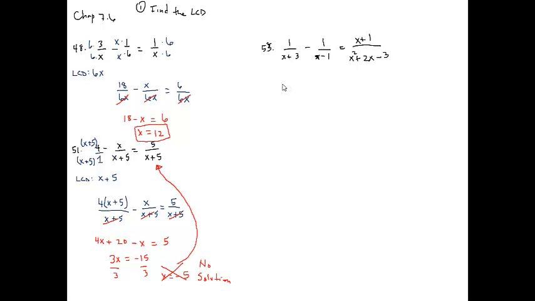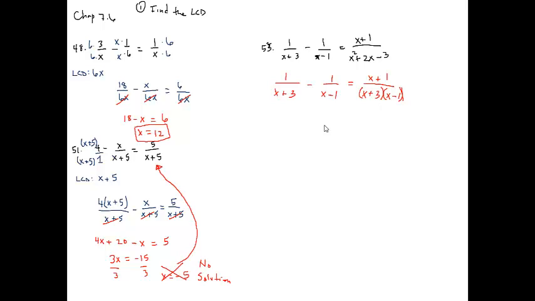All right, so this one, we first got to find the LCD. So how am I going to do that? I'm going to go ahead and factor this denominator. So I have 1 over x plus 3 minus 1 over x minus 1 equals x plus 1 over x plus 3 times x minus 1. I had to think for a second. Is that right? Yes. Good.